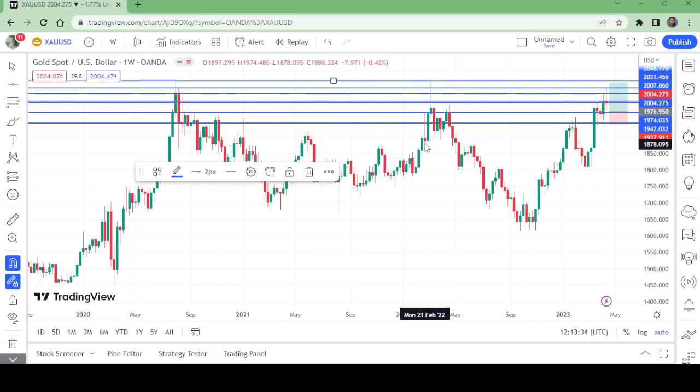But one thing to keep in mind, whenever this level is broken, the previous high, it is high probability that gold will break both of the levels at the same time. So the take profit must be around. Okay, I think it's okay now.